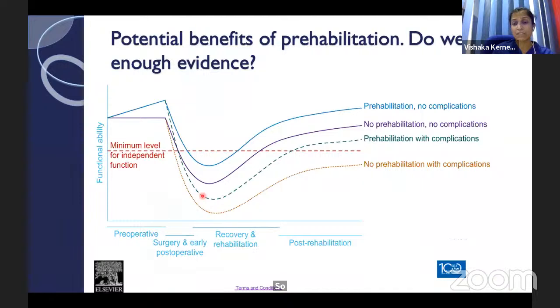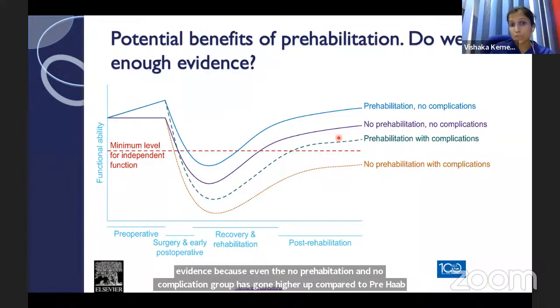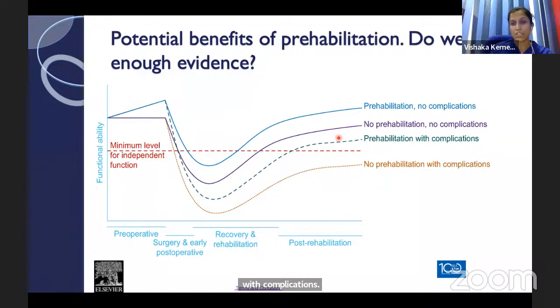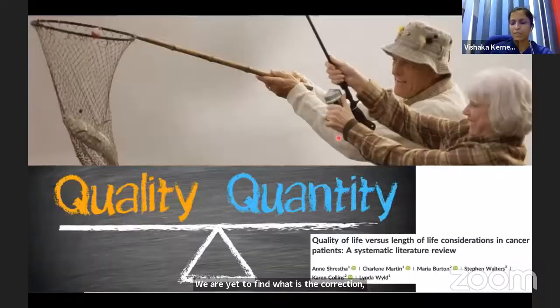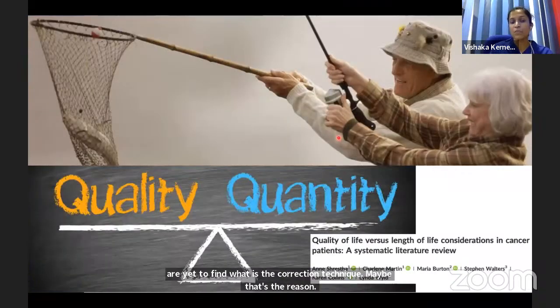And do we have evidence for prehabilitation? This is a very recent BJA article which was published, and they have questioned the evidence, because even the no prehabilitation and no complication group has gone higher compared to prehab with complications. So we are yet to find what is the correct prehabilitation technique. Maybe that's the reason. So I just want to reshare this slide again.